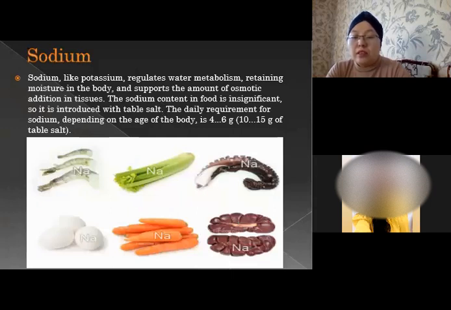Then next is sodium. It's like a potassium. It regulates water metabolism, retaining moisture in the body and supports the osmotic addition in the tissues. And the sodium content in food is significant, so it's introduced with the table salt. And the daily requirement of sodium depends on the age of the person.